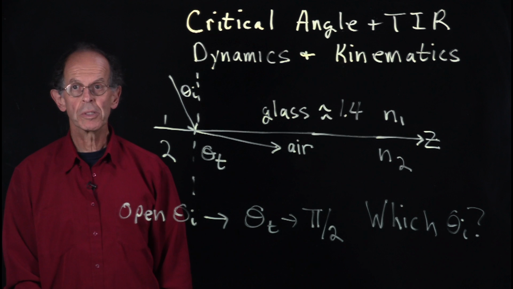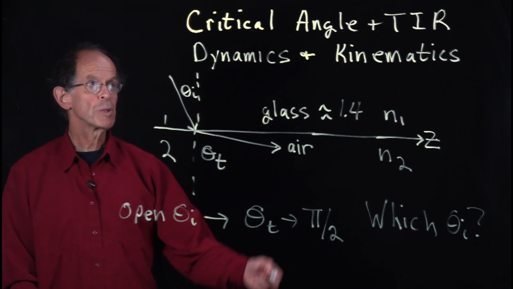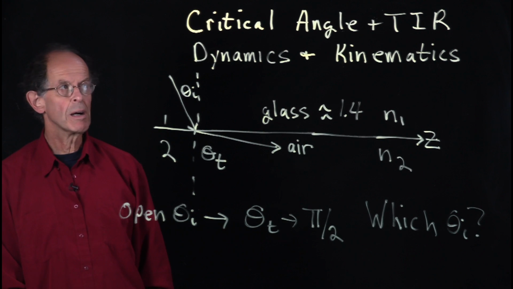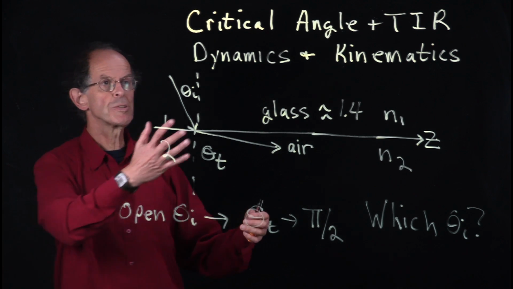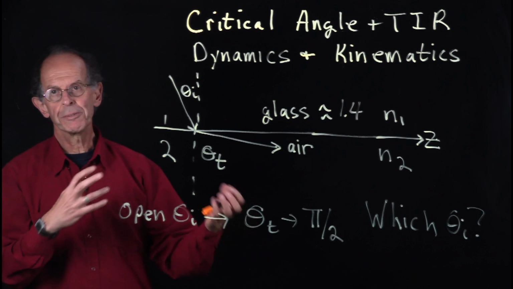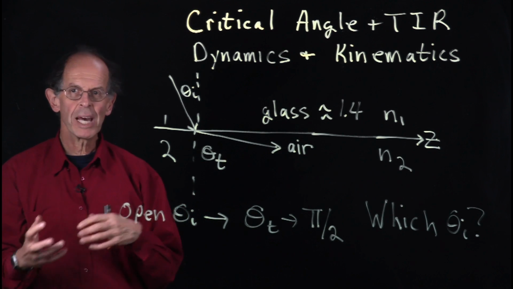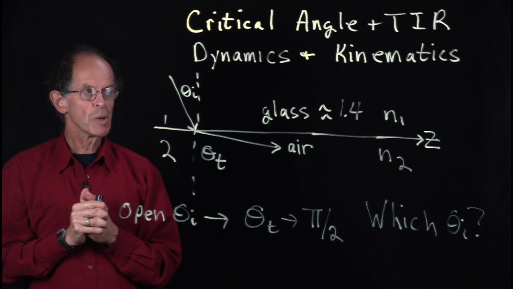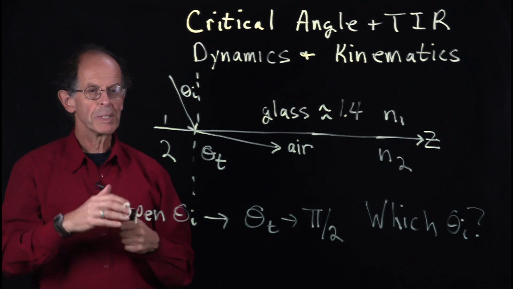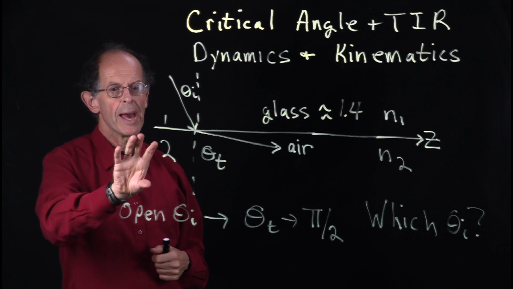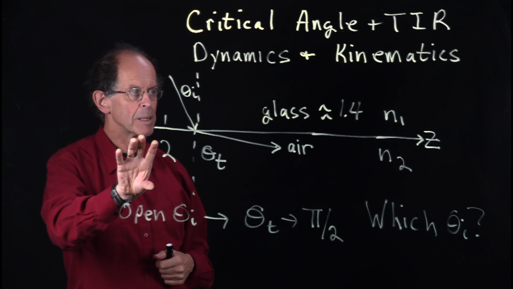It's related to something we will discover as TIR. TIR means total internal reflection. We're going to look at the critical angle and its role in TIR, and it's really a mixture of dynamics and kinematics of optics. Or you can think of it the other way around, kinematics and dynamics, but the two are kind of interlinked. So let's look at a situation where we have an interface between a slow material, glass, and a fast material, air.